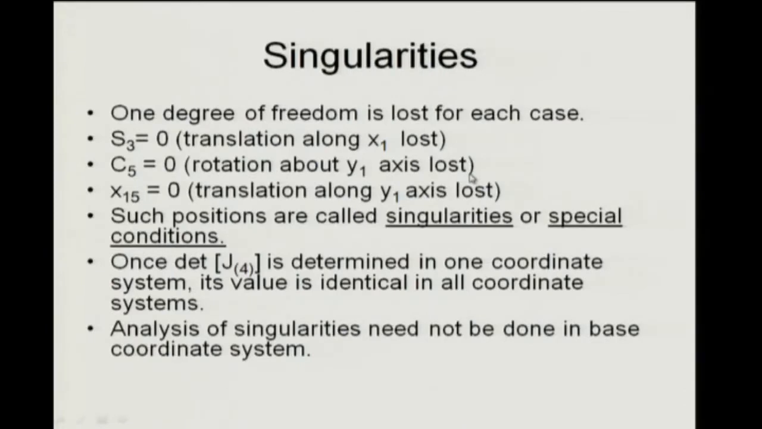Okay. So for each of these things, 1 degree of freedom is lost. You can just verify that for S3 equal to 0, you lose translation along the x1 axis; for C5, rotation about the y1 axis; and for x15, translation along the y1 axis is lost. We have discussed that these positions are called singularities or special conditions, because it does not happen over the full range of angles, only in a couple of cases. For a large range of x15 values for one particular set, you get this problem with a manipulator.